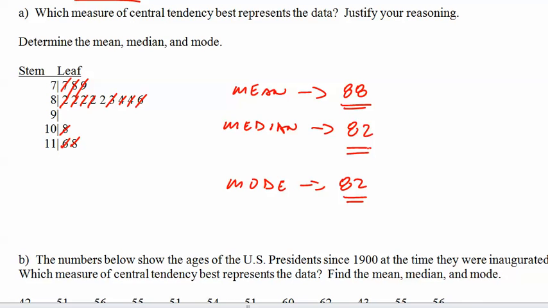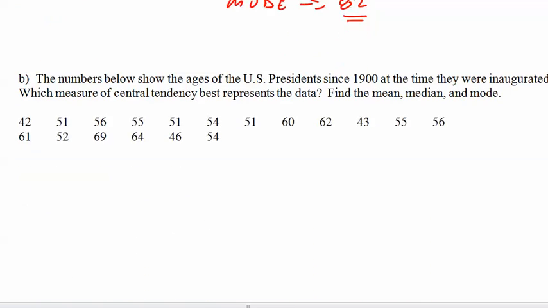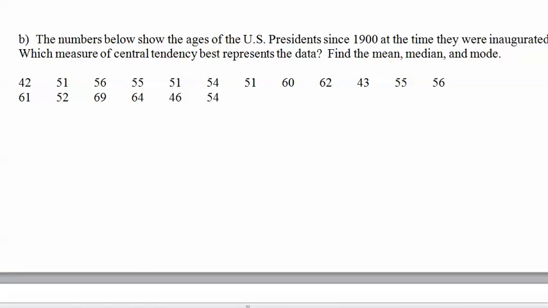The median does appear to be the best, but it really depends on what we're looking at, what the data represents. So here's work you can do if you want to pause the recording and run with it. It's the average age of U.S. presidents when they were inaugurated. I'm going to give the answers now. So again, if you want to pause this, the mean is 54.6.